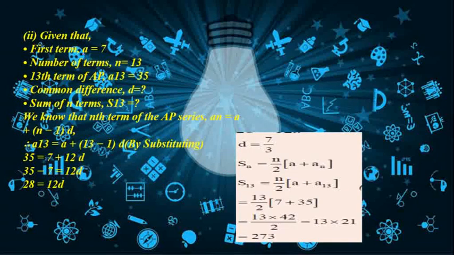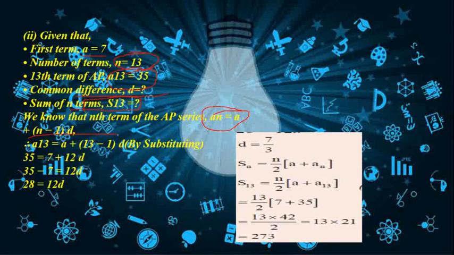Here is the question. We know that the values are a is equal to 7 and the number of terms is 13, and they have said that the 13th term of the AP is 35, and we need to find the common difference as well as the sum of n terms, where n is 13. So let's solve them. As we know, the formula is a plus n minus 1 into d.